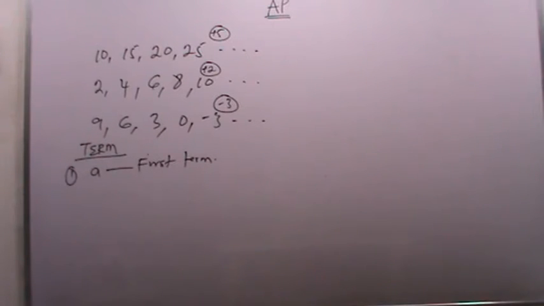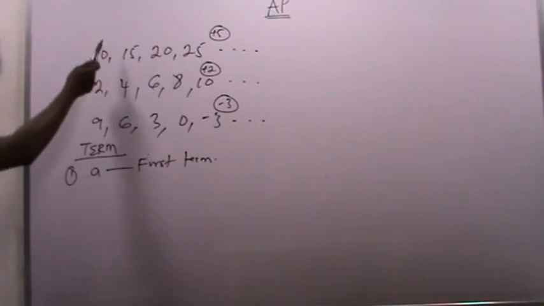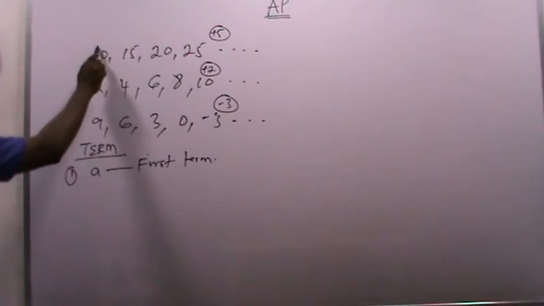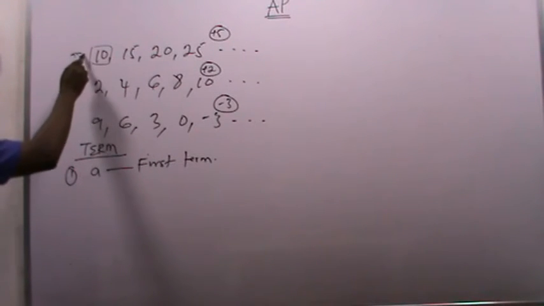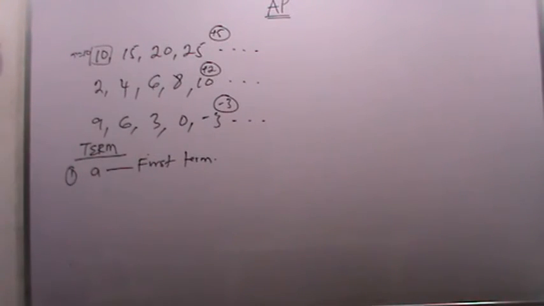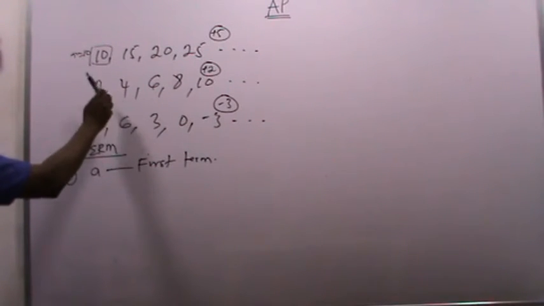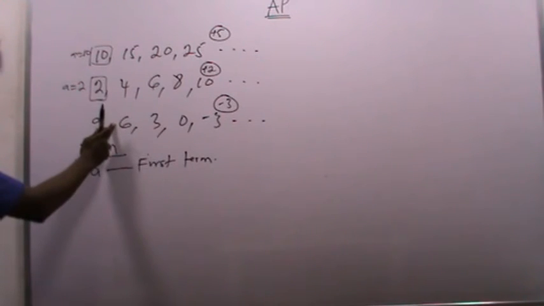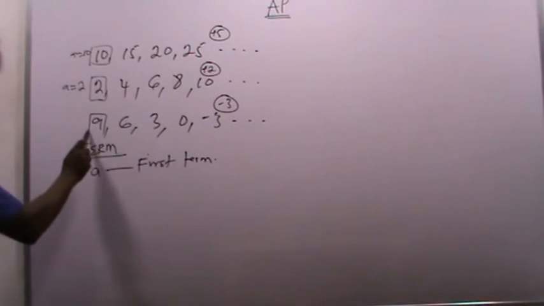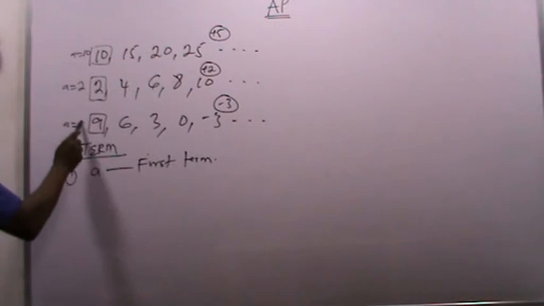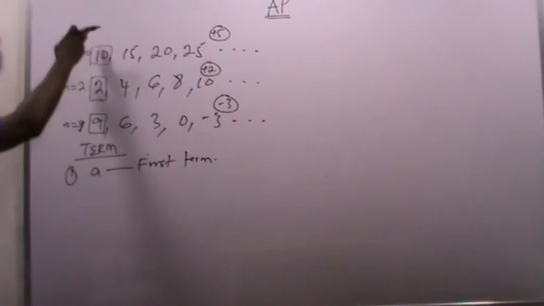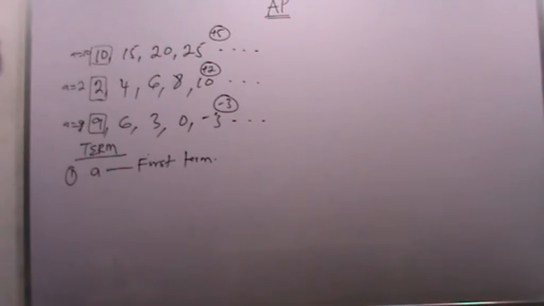Now, what do we call first term? If you look at these three examples I've given you, in this first one, the first number that comes is 10. So the first term here is 10. In this example, the first number is 2, so the first term is 2. In this example, the first number is 9, so the first term here is 9. So first term simply means the first number in an AP.